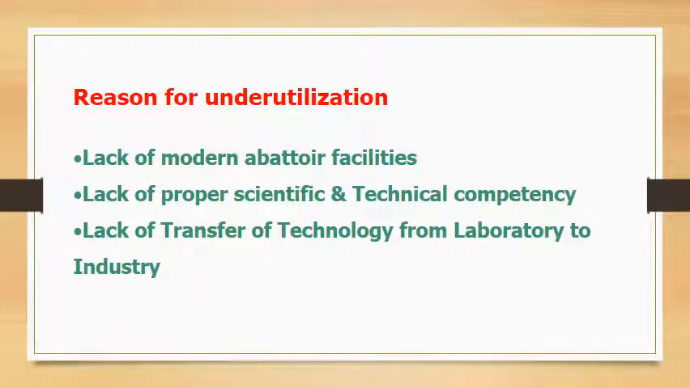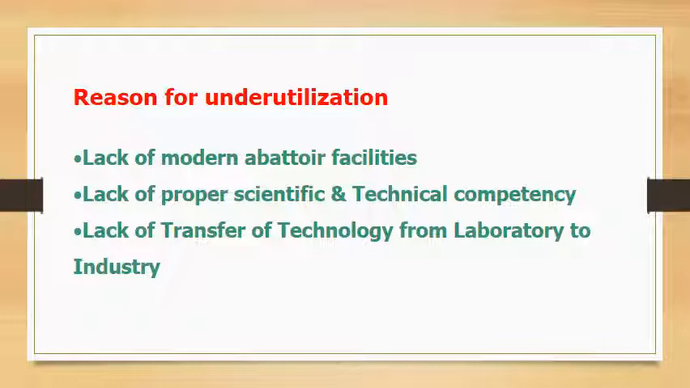So here once again we will try to understand the reasons for underutilization of byproducts in Indian slaughterhouses. Firstly, lack of modern abattoir facilities. I have mentioned this previously. The abattoir must be modern, the facilities should be good, and the collection and storage facilities should be proper. Then only can all the byproducts be properly collected, stored or processed.